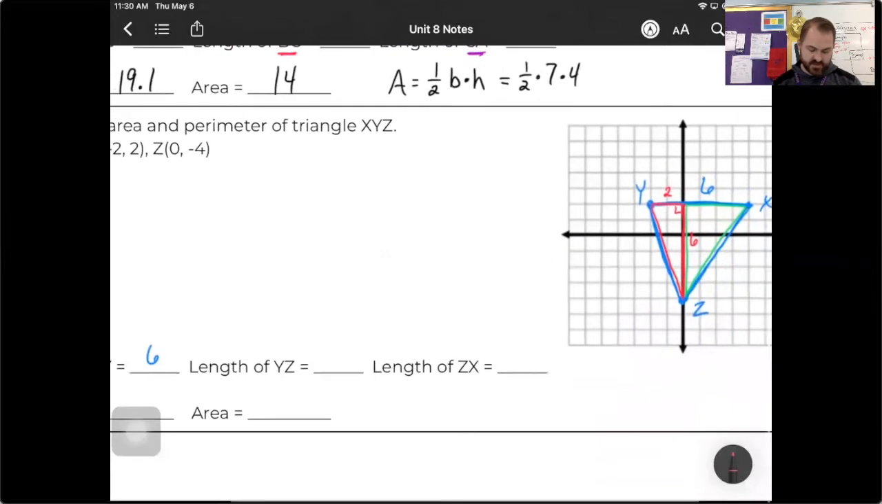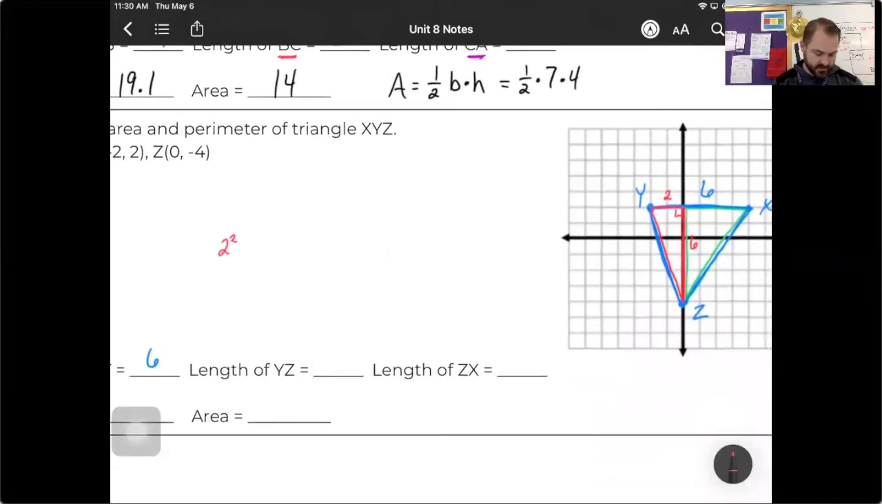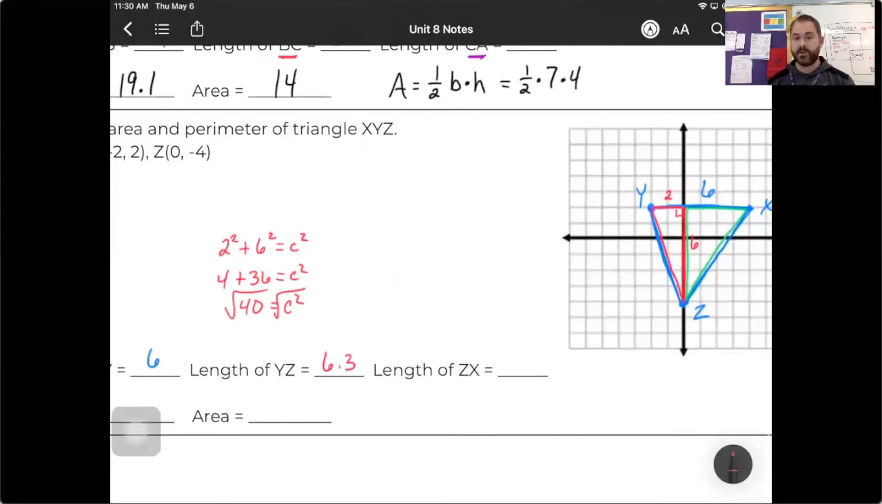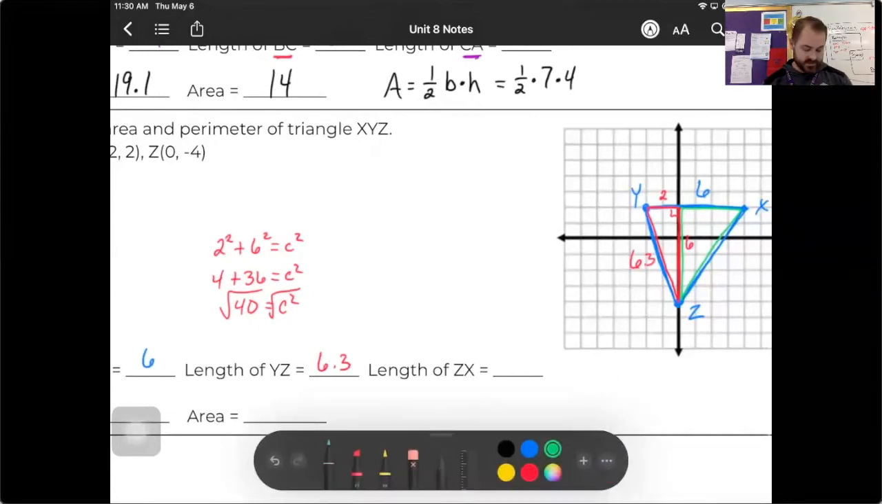So I can use those dimensions, 2 squared plus 6 squared equals c squared, to find the length of YZ. 2 squared is 4, 6 squared is 36. So I'm going to add those together now. 4 plus 36 is 40. And then we take the square root. The square root of 40 is about 6.3. Okay, so there's that side. I can even write it in if I want. For the perimeter, I need the other side still. So we're going to look at this triangle.